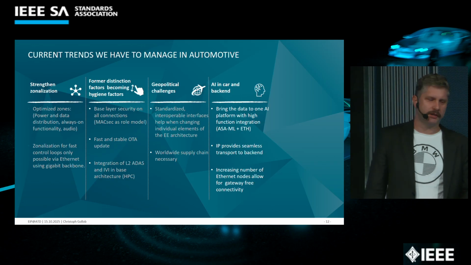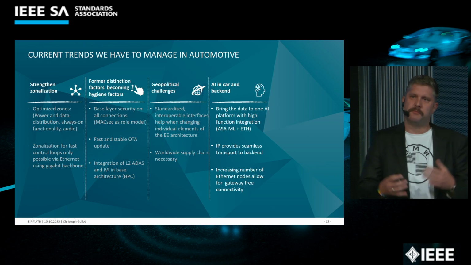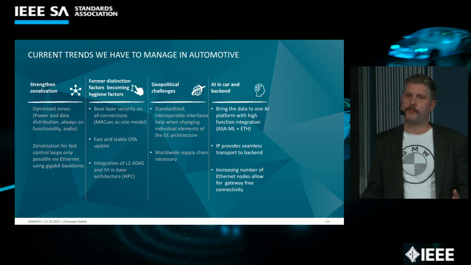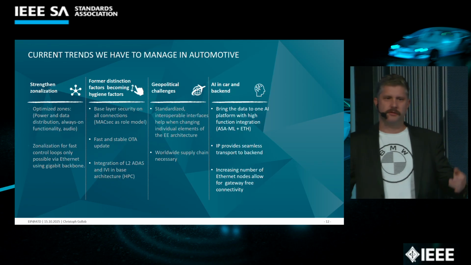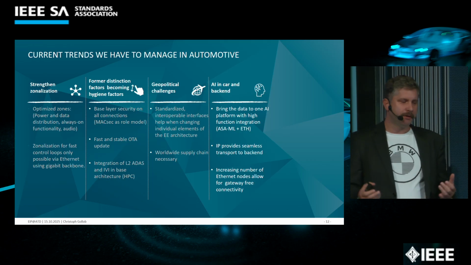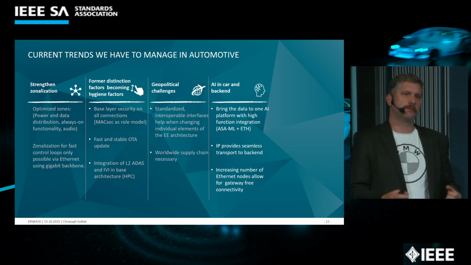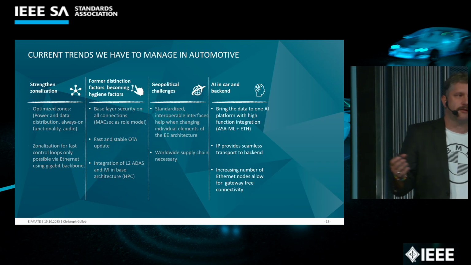Okay, the obvious trend, AI. AI is coming to the car. It is already there, and it's growing and growing. And to get AI into the car, or to make AI more usable in the car, we have to bring the data to one centralized point. It's the one HPC you're seeing on different slides all over again. And IP-based protocols help us to bring this data together and help us to bring this data to the backend. But it's not necessarily done only that way.